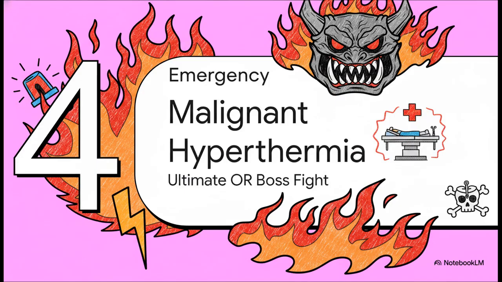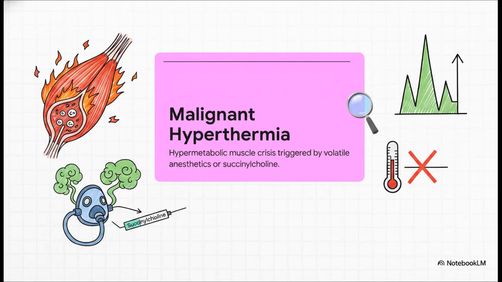Okay, Section 4, Emergency, Malignant Hyperthermia, the ultimate OR boss fight. Malignant hyperthermia, or MH for short, is a severe hypermetabolic crisis of the skeletal muscle. It is triggered by halogenated volatile anesthetics like sevoflurane or the depolarizing muscle relaxant succinylcholine. These triggers cause an uncontrollable release of calcium right inside the muscle cells.